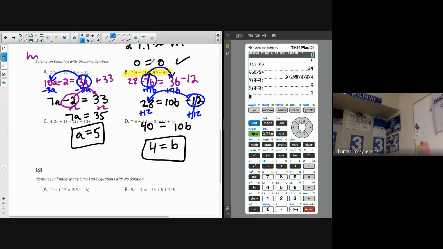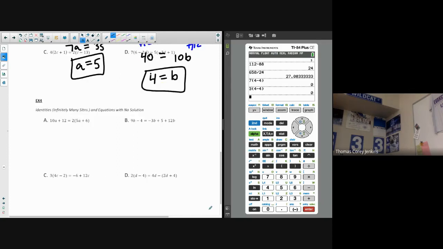All right, so the last one, looking at some no solution and IMS stuff. So remember, no solution basically means there's nothing I can sub in for my variable to balance the equation. IMS means anything that I sub in for my variable satisfies the equation. Okay, so here we go.